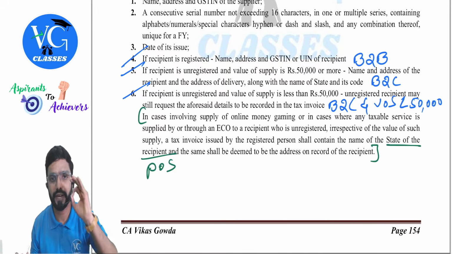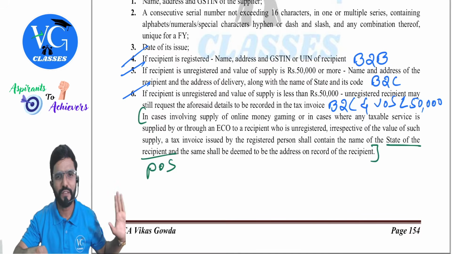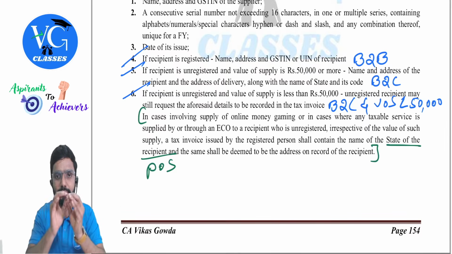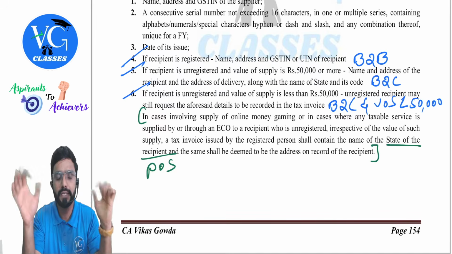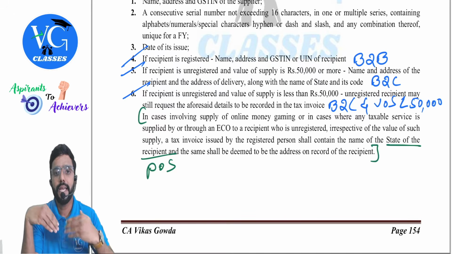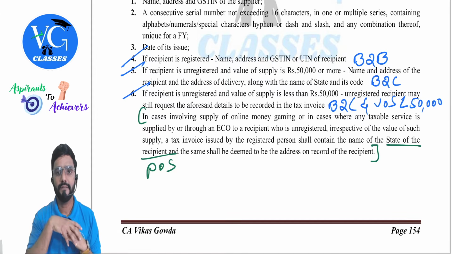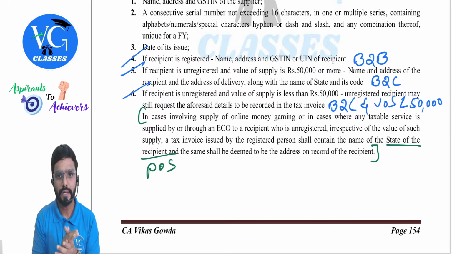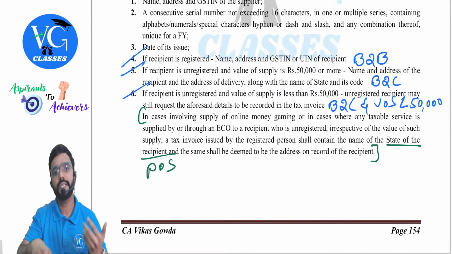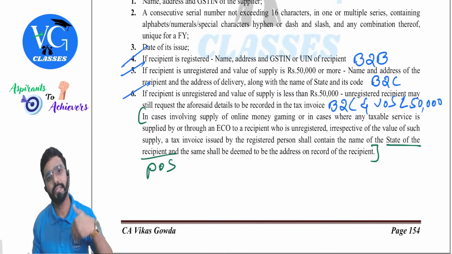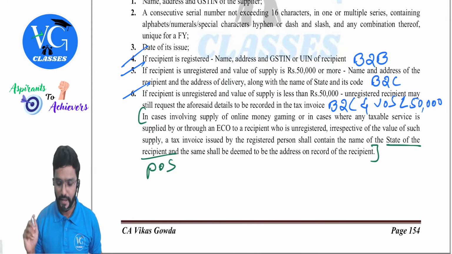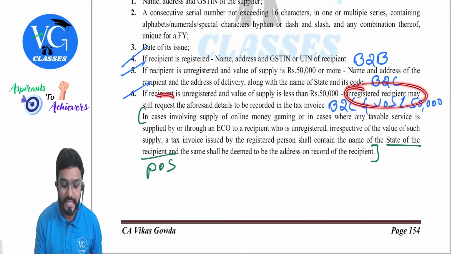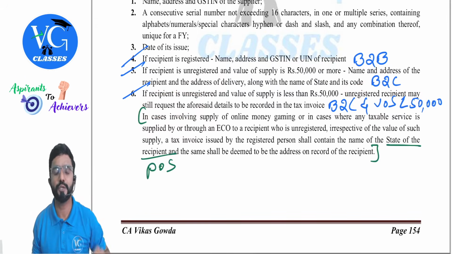Hope you understood. I repeat, you listen here. So much of explanation they have given. Let us make it simplified. Listen, guys, if recipient is unregistered, first look into what is the value of supply. If value of supply is less than 50,000, then, sir, should we disclose the information? Yes, that is at the request of the recipient. At the request of the recipient, you can see, the unregistered recipient may still request the details to be disclosed.